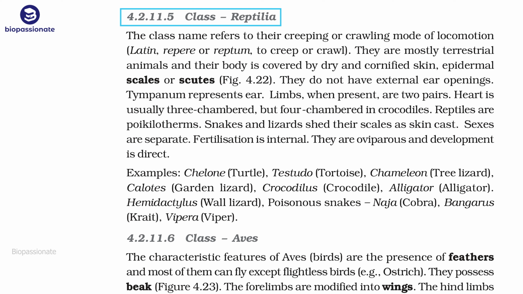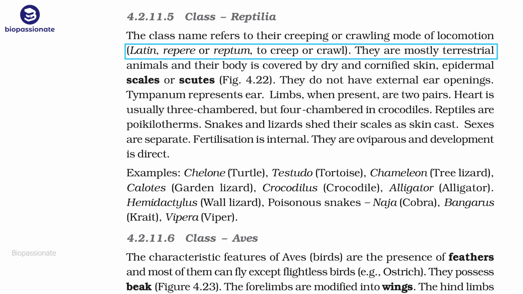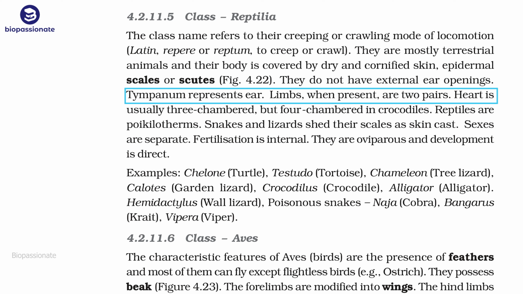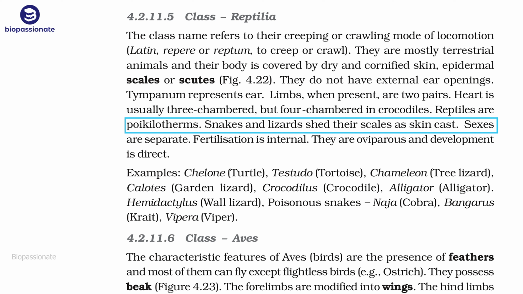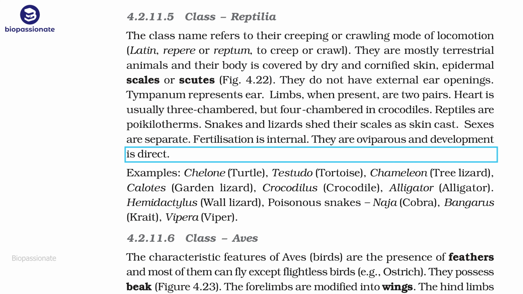4.2.11.5. Class Reptilia. The class name refers to their creeping or crawling mode of locomotion; in Latin, repere or reptum means to creep or crawl. They are mostly terrestrial animals, and their body is covered by dry and cornified skin, epidermal scales or scutes. Figure 4.22. They do not have external ear openings. Tympanum represents ear. Limbs, when present, are two pairs. Heart is usually three-chambered, but four-chambered in crocodiles. Reptiles are poikilotherms. Snakes and lizards shed their scales as skin cast. Sexes are separate. Fertilization is internal. They are oviparous, and development is direct.